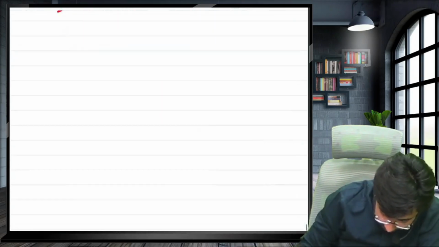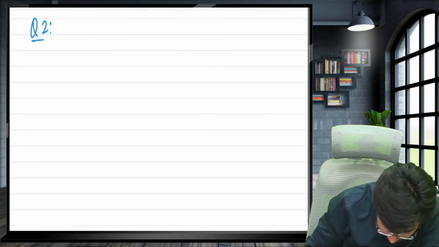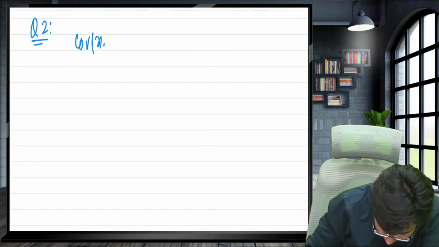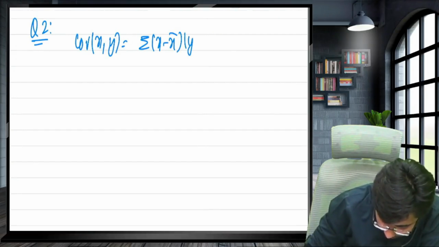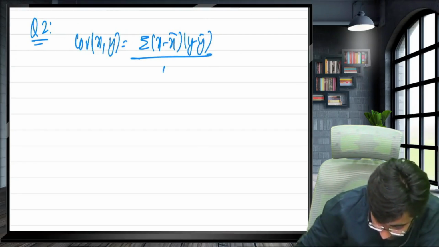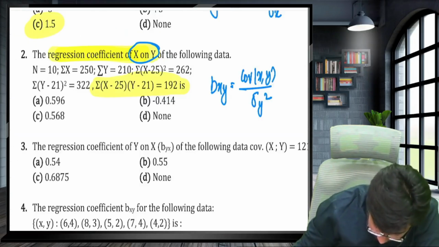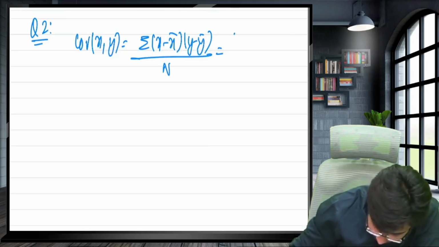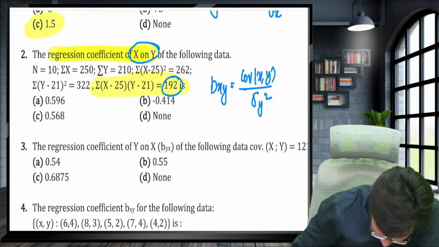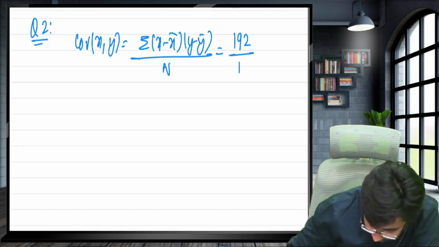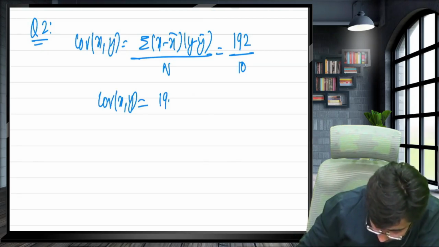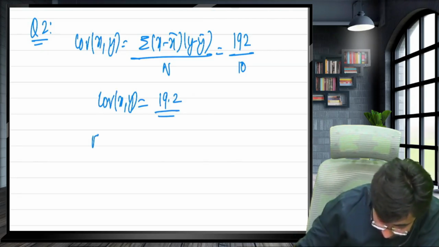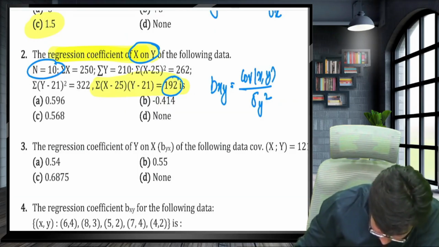Sir, let's compute this. Question number 2. Covariance between x and y is equal to summation of (x minus x bar) into (y minus y bar) divided by n. So this is 192 divided by n. N is 10. Guys, n is 10. So what is covariance between x and y? 19.2.